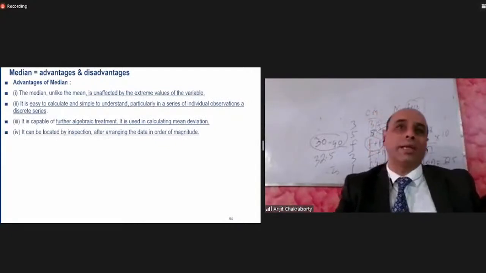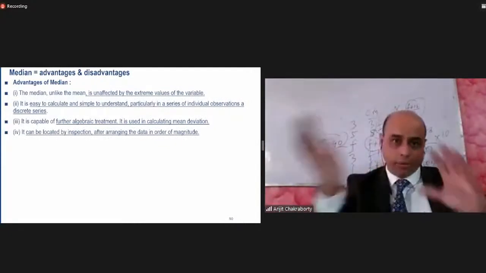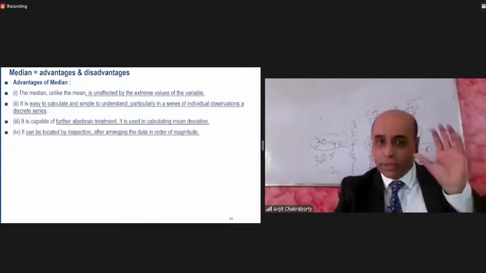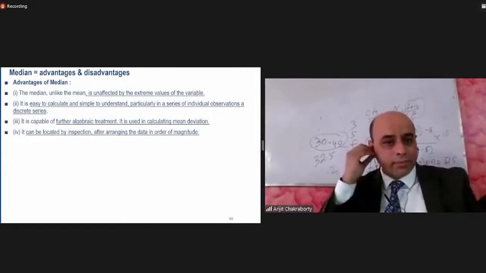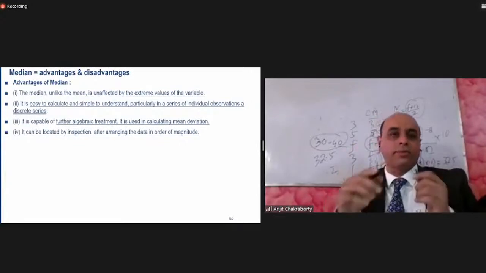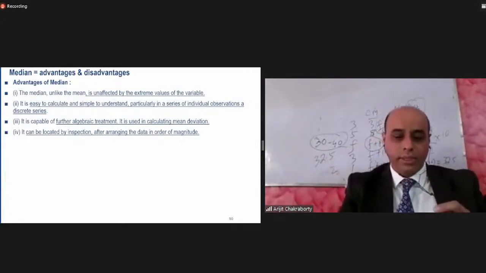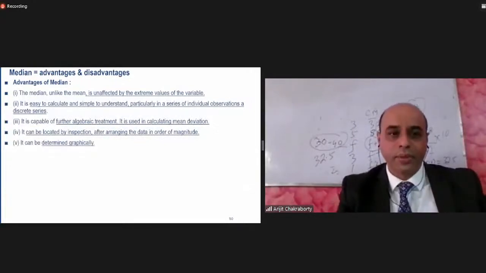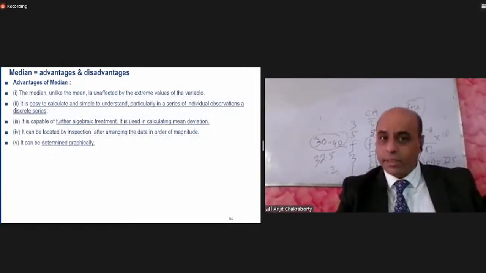Even if there are extreme values on the two sides of the median, it does not make a difference. Median will be the same. It can be located by inspection, but we remember that we have to arrange these numbers in ascending or descending order, that is, in order of magnitude. It can be determined graphically as well.